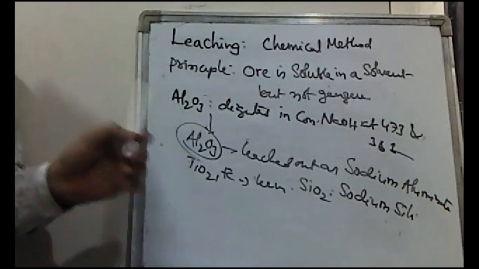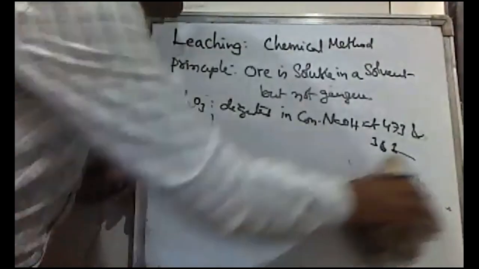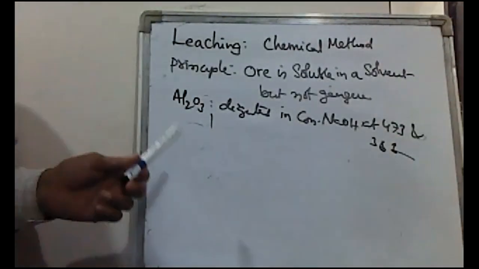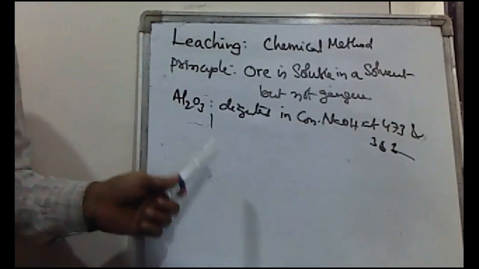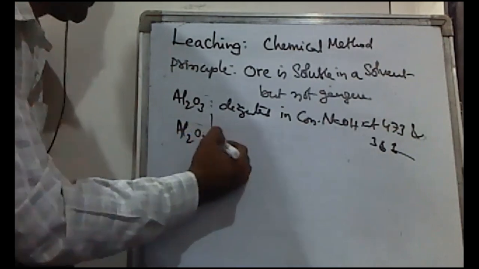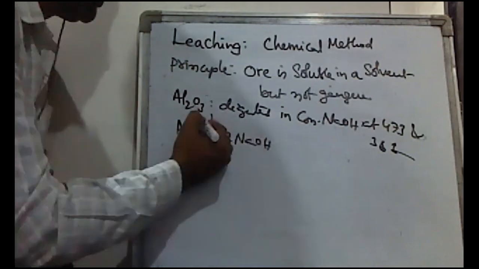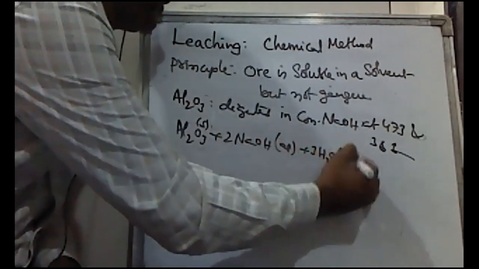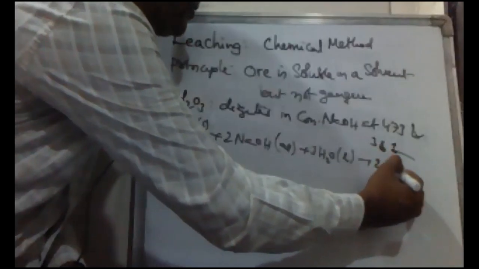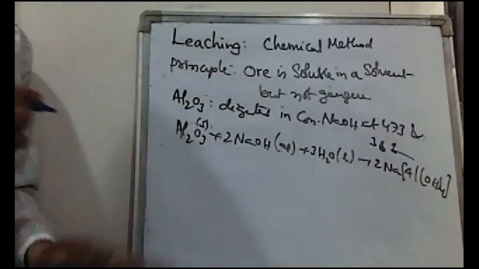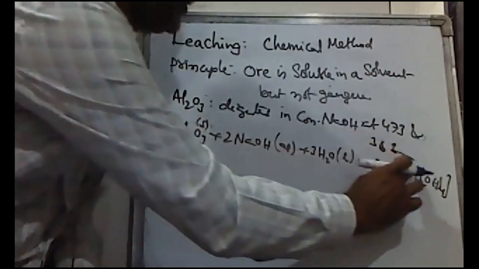And this sodium aluminate is alkaline in nature, basic in nature, and is neutralized. Treated with water, the solid sodium aluminate, plus 3H2O liquid, we will get 2Al(OH)4 minus aqueous. This is sodium aluminate.